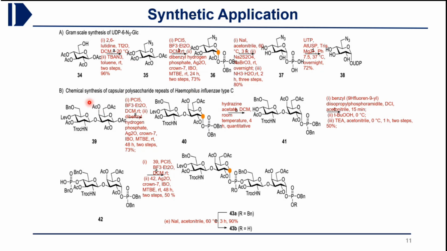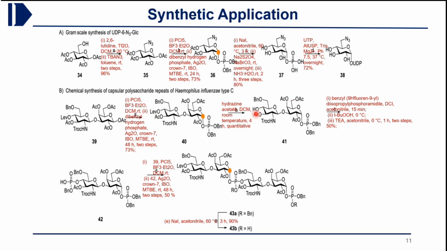Here they have taken this compound 39, again PCl5, BF3 for making the glycosyl donor. And the second condition, glycosylation they have mentioned in this paper: dibenzyl hydrogen phosphate, silver oxide, crown 7, IBO. So they are getting this alpha phosphosaccharide. Here the alpha linkage you can see. Hydrazine acetate they use in the second step for the deprotection of this levulinate ester.